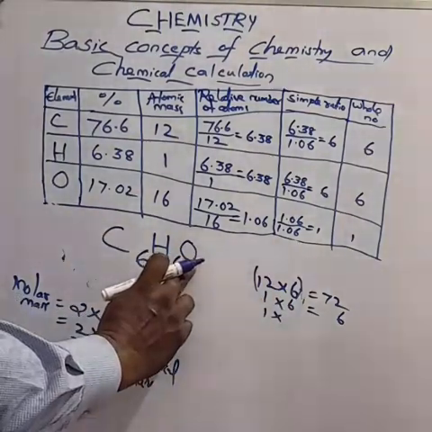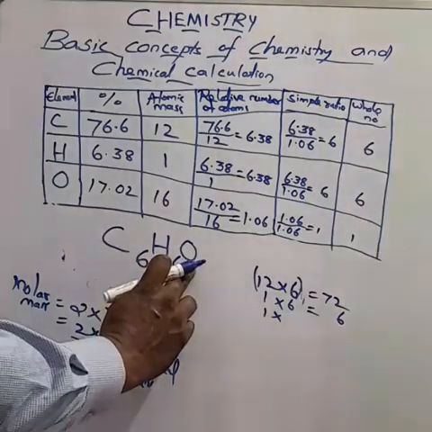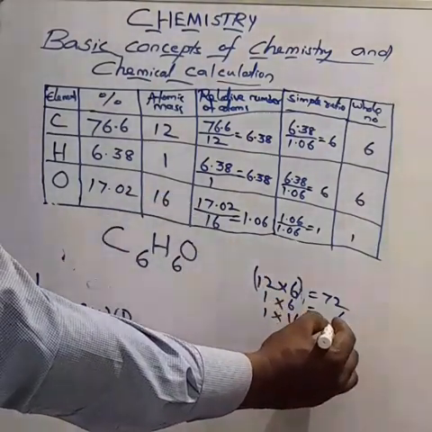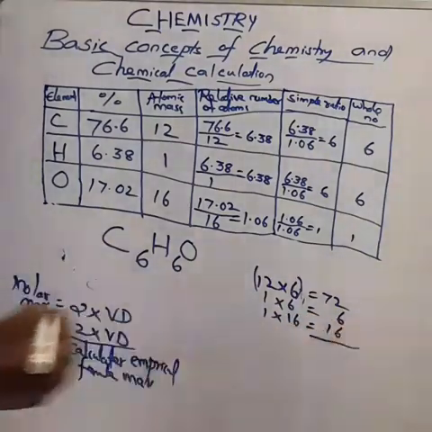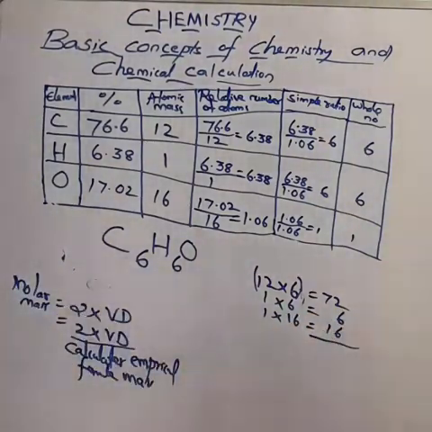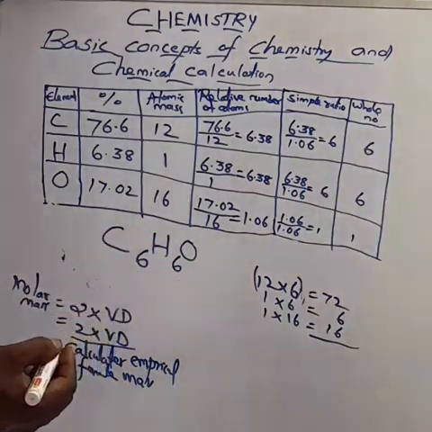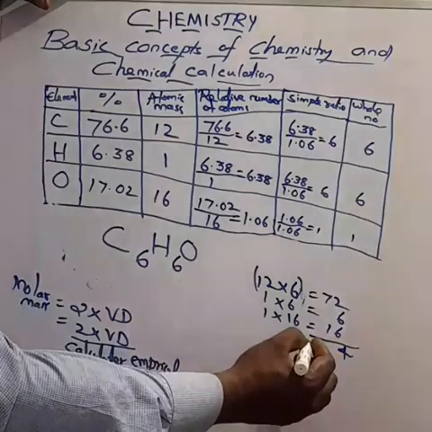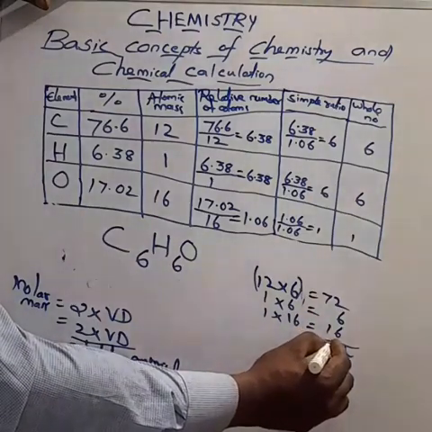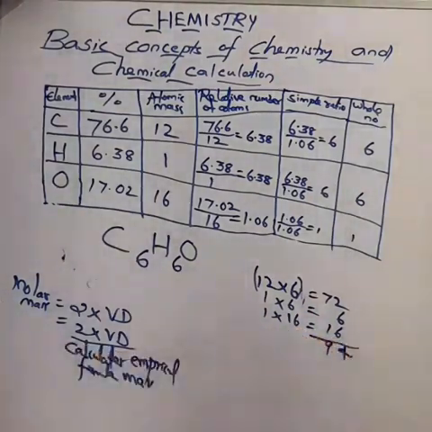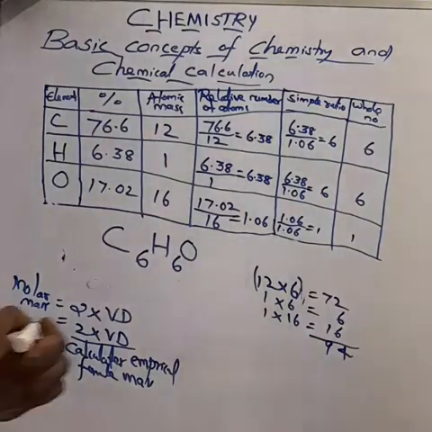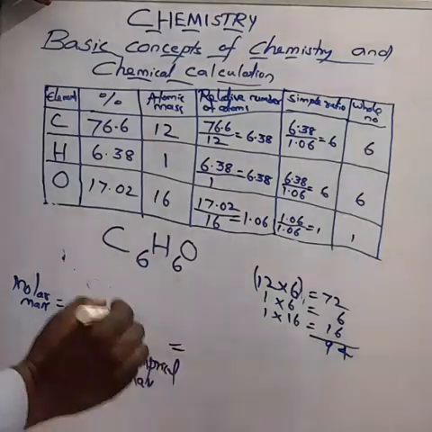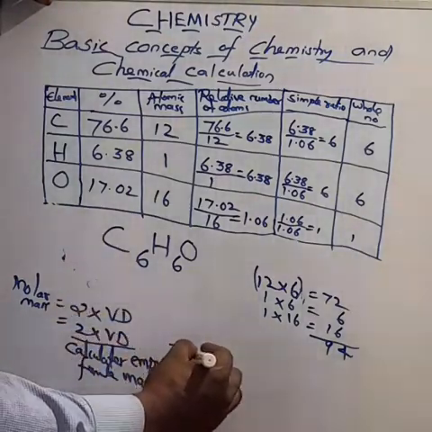Here oxygen, we know that one. Oxygen is 16. Am I right? How much oxygen is there? 1 oxygen. So 1 into 16, the answer is 16. So we have to add now. 6 plus 6, 12. 12 plus 2, 14. 14 plus 1, 15. 7 plus 1, 8. 8 plus 1, 9. 94. So we get the value 94. Calculated empirical formula mass is equal to 94.